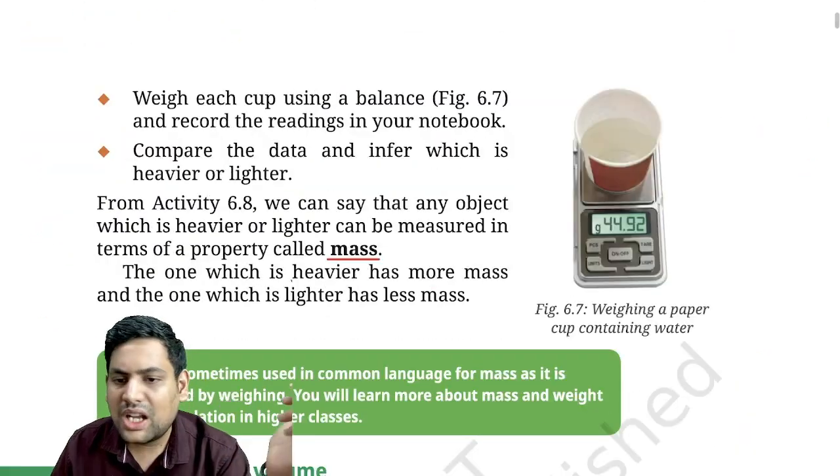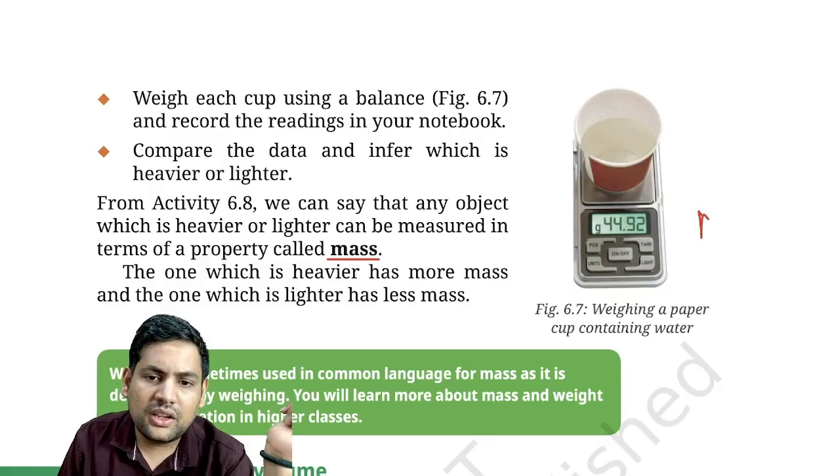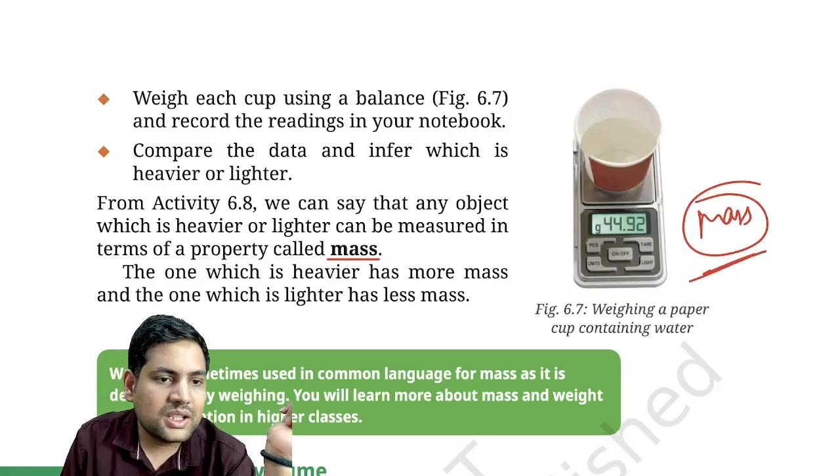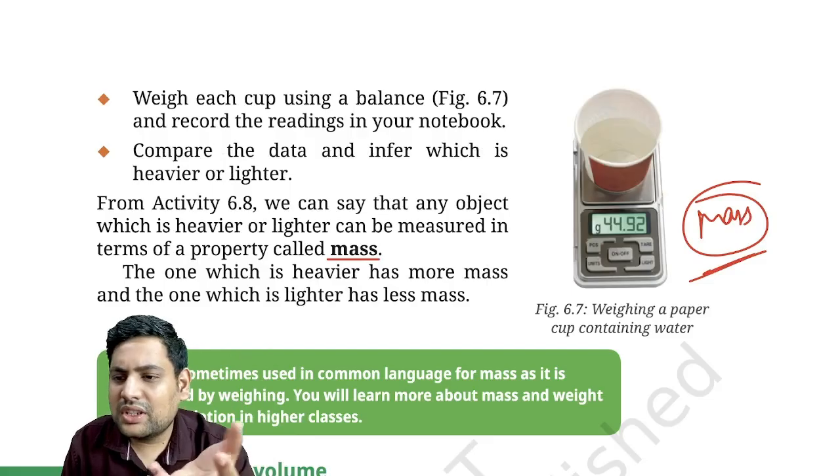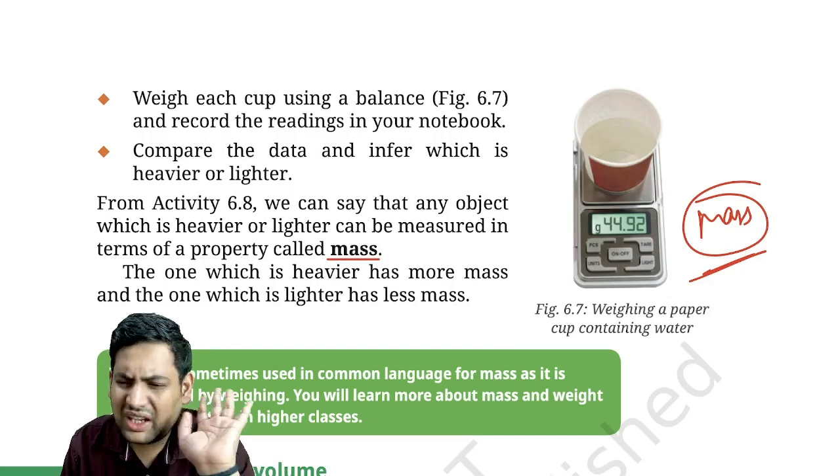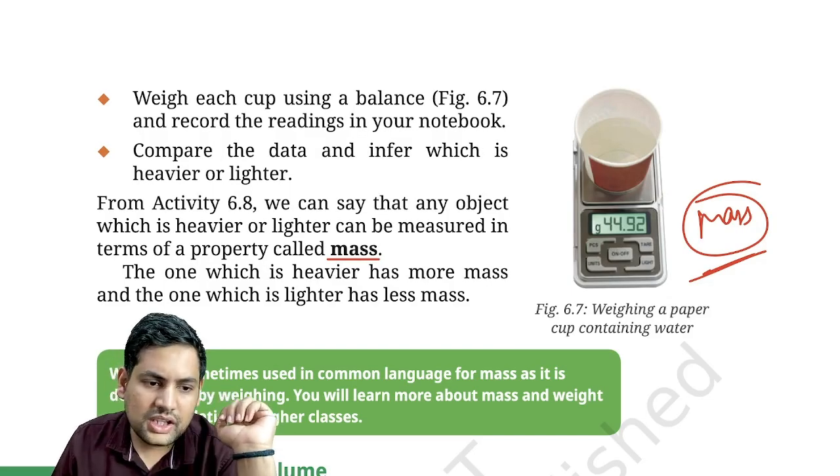Then it talks about mass. Mass is a very fundamental property. Correct. Mass is something through which you decide that any object is heavier or lighter. Very simple. You know this.